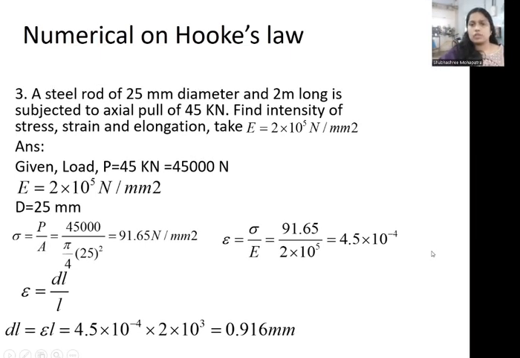There is another formula for dL, the change in length, which you have already learned during lecture 1. That is dL is equal to PL by AE. P is given, L is given, area you can find like this, pi by 4 d square, and E is given. So put all the values and inform me if you are getting the same answer or not.